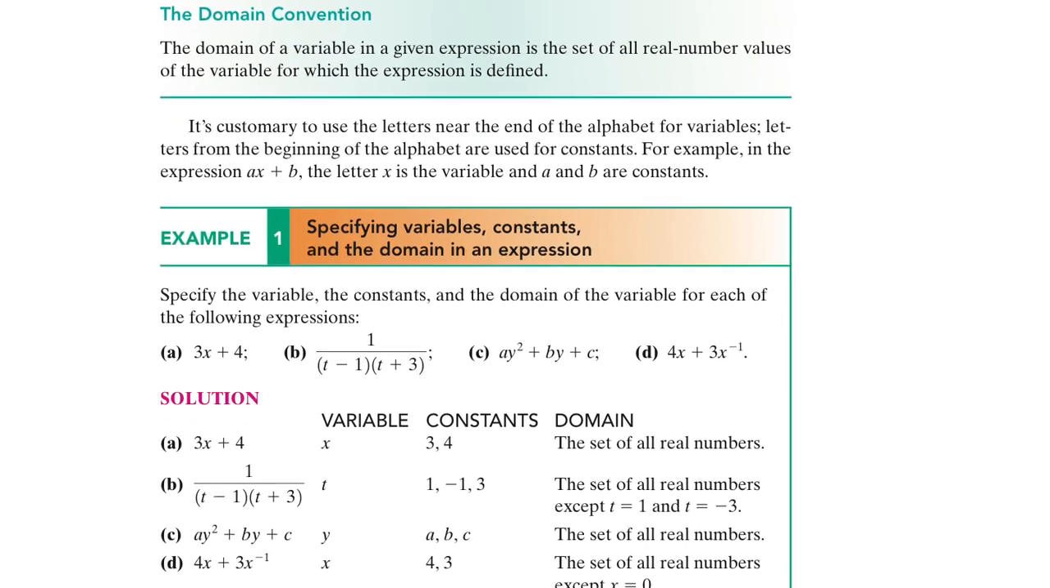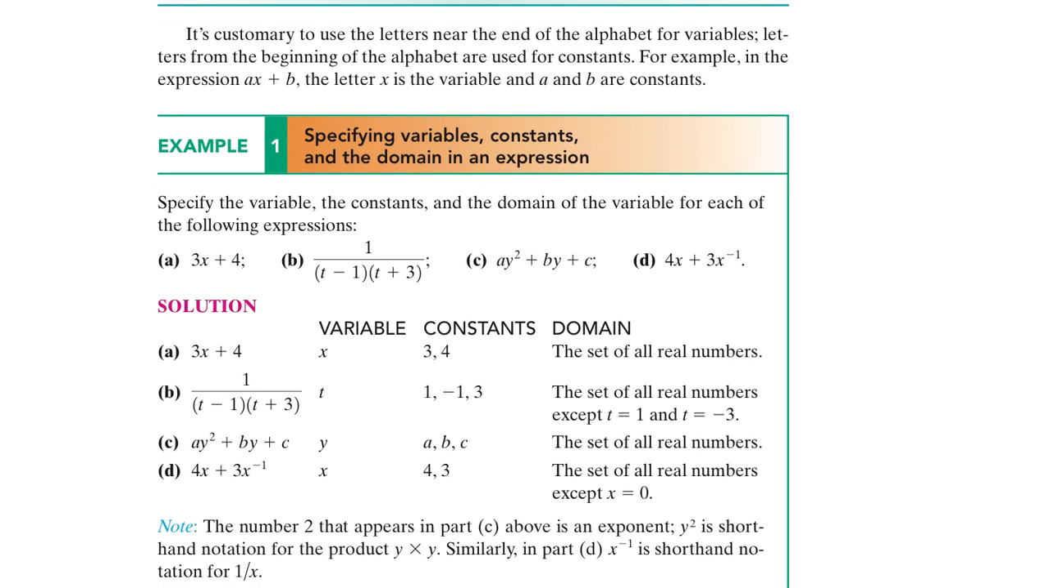Okay, so we see here it's customary to use letters at the end of the alphabet for variables, and the beginning of the alphabet is used for constants. So in ax plus b, x is our variable, a and b are our constants. All right, this is just reading, right?